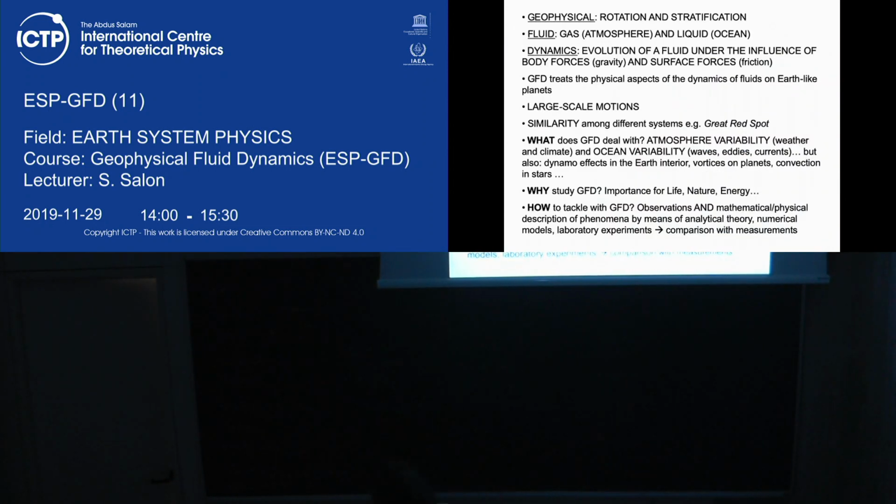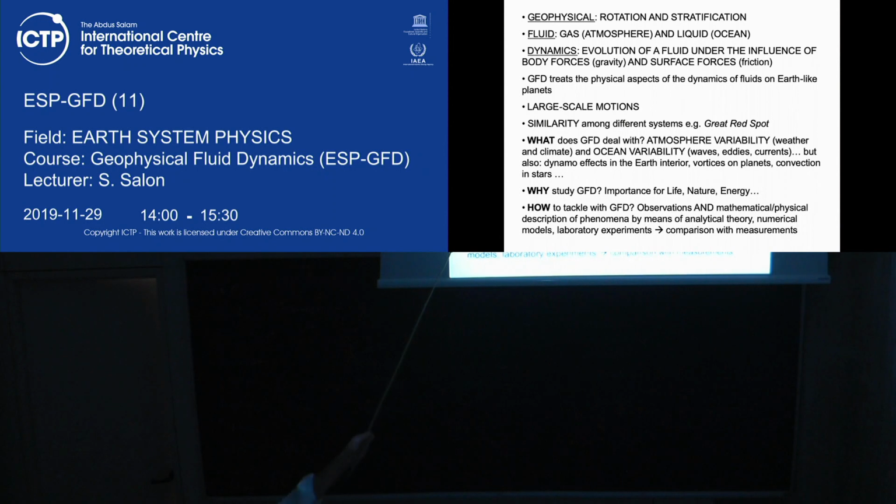Okay, so just to recap this very broad introduction. Geophysical means rotation and stratification. Fluid: we are going to study the gas, especially in the atmosphere, and liquid in the ocean. That's why we are going to talk about fluid. And the word dynamics stands for the evolution of a fluid under the influence of body forces, like gravity, and surface forces, like friction. Okay?